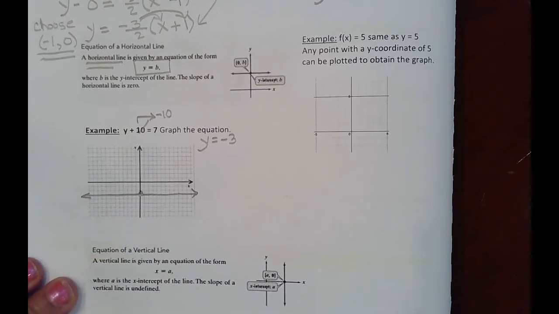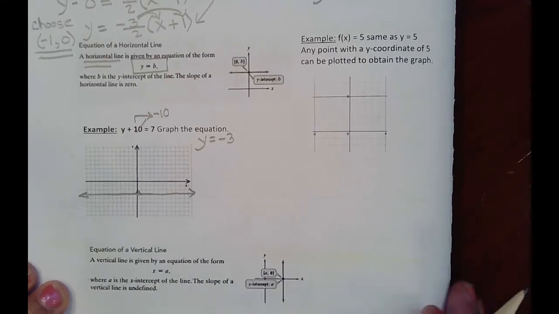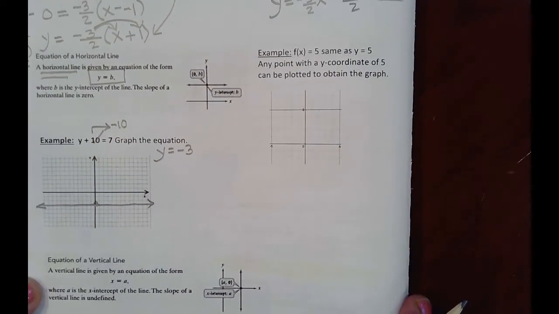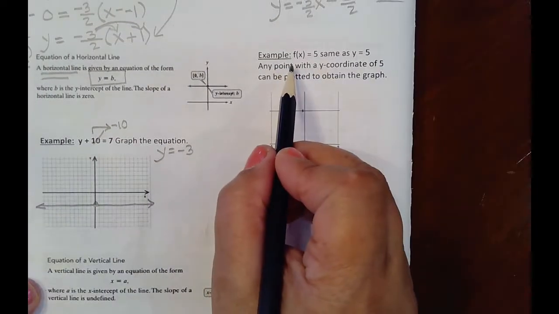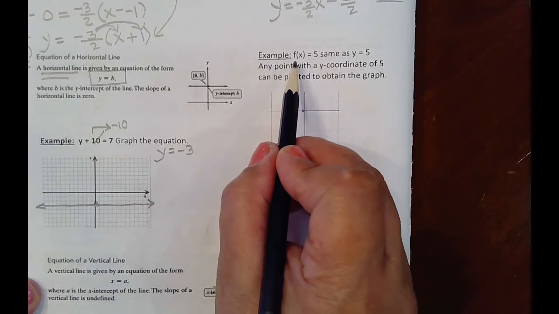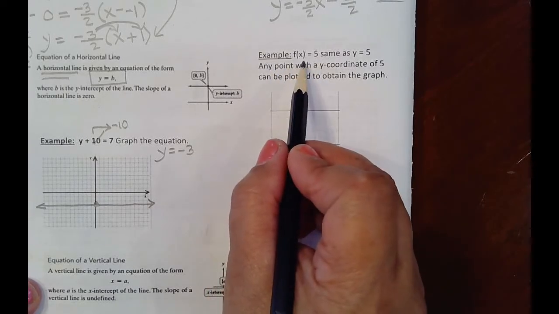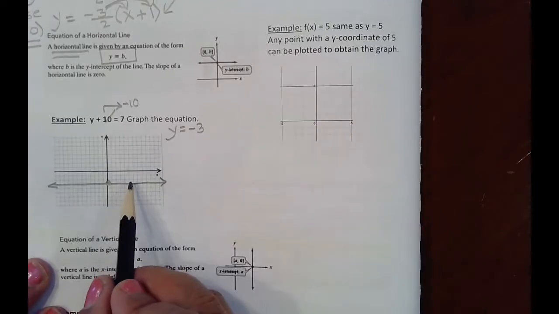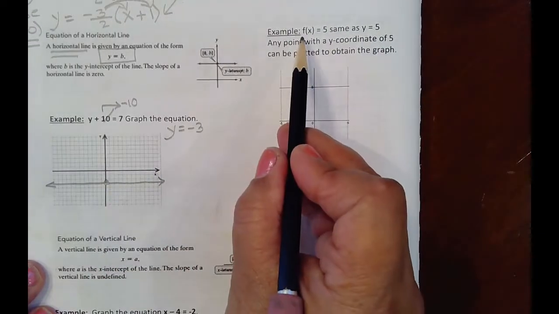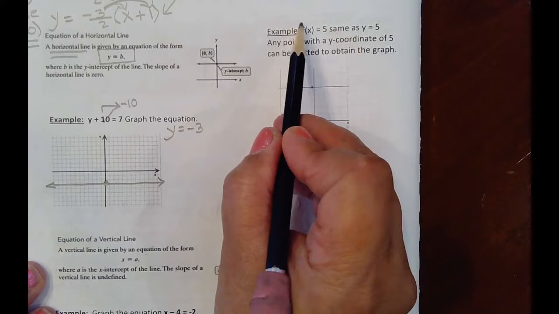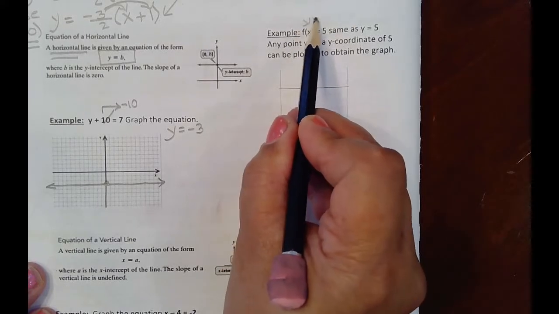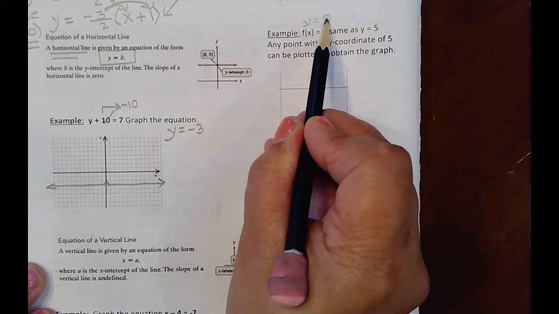Okay, so all horizontal lines will be written as y is equal to a constant. Okay, moving on to the example to the right of that. I want you to understand that this is just function notation for a horizontal line, which is the example that we just worked here. This means the same thing as y is equal to 5.